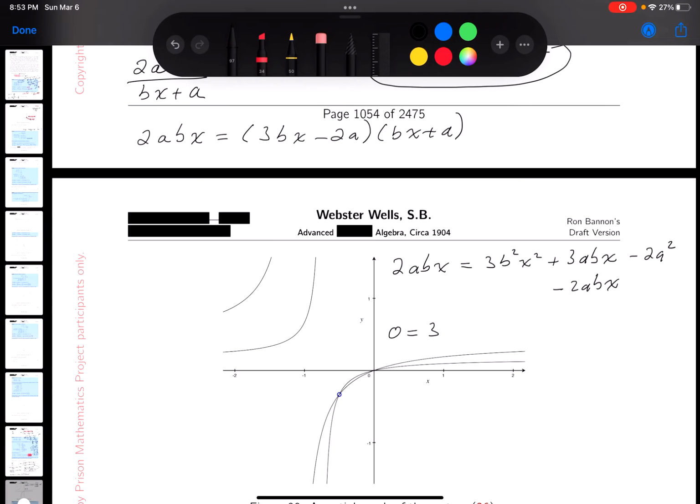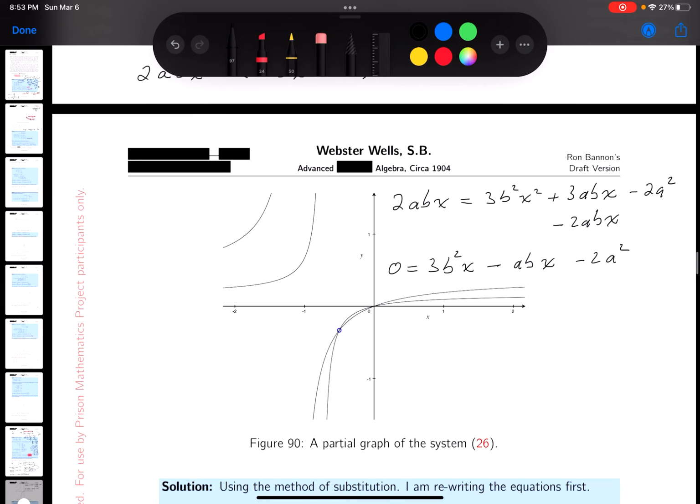I got 3b squared x squared, and I got a bunch of these abx terms. So 3 minus 2 is 1, and then I subtract away 2, that would be minus 1, right? Minus 1 abx. Let me just check that again. 3 minus 2 is 1. Take away 2 is minus 1. Yeah, I think I'm doing okay. And minus 2a squared. And I think you probably know by now I'm going to try to factor.